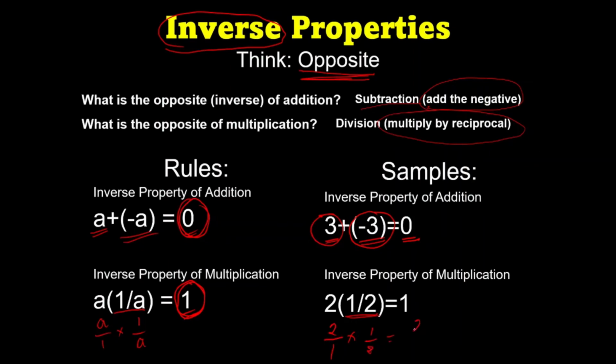2 times 1 is 2. 1 times 2 is 2. 2 over 2 when simplified is equal to 1. So basically, yun yung inverse property of multiplication. Again, kapag inverse property ang pinag-uusapan, si addition, dapat ang sagot niya ay 0. Si multiplication naman, dapat ang sagot niya ay 1. That's what we call inverse.